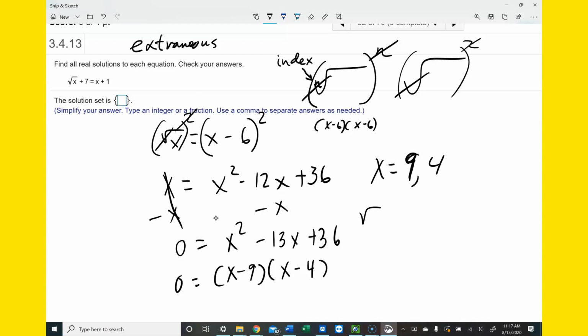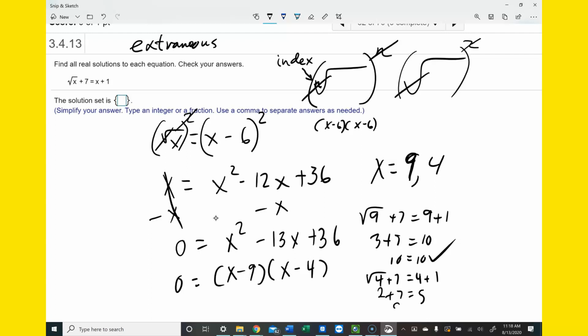So I'm going to do that. The square root of 9 plus 7 equals 9 plus 1. That's 3 plus 7 equals 10. So that checks out. 9 is a good solution. Let's try the other one. The square root of 4 plus 7 equals 4 plus 1. So that gives me 2 plus 7 equals 5. So that's 9 equals 5. That does not check out. So 4 is one of those extraneous solutions, and 9 is the only true solution.